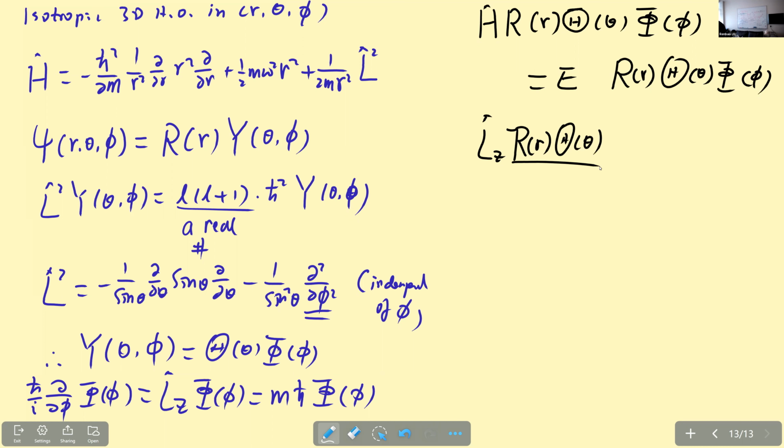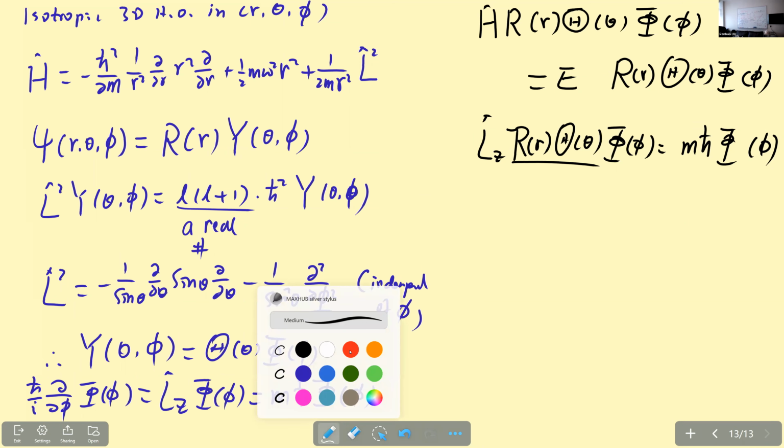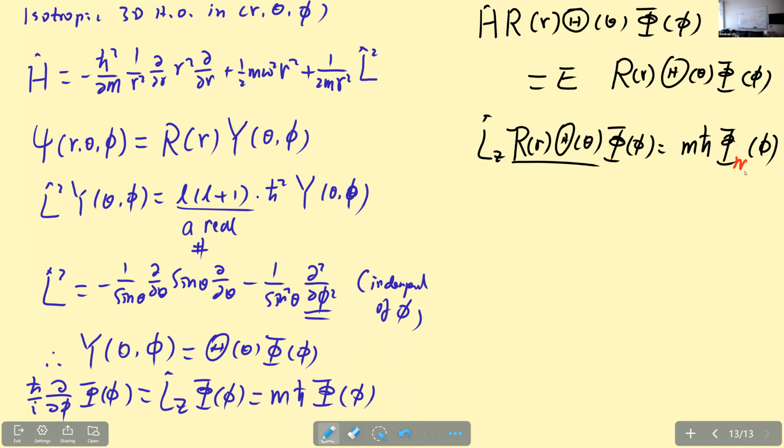Because this one is just a function of r and theta, L_z does not act on this one, only on this. So that equals m h bar, phi. Since this has m, let me just denote it: put the m right here.